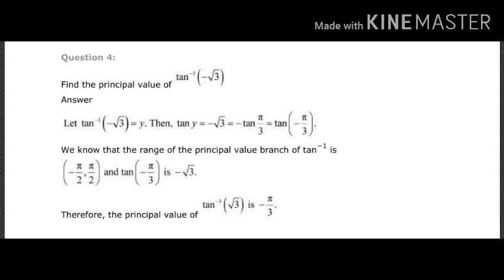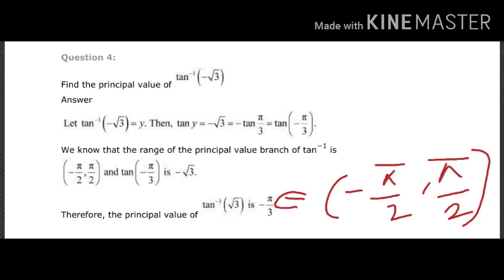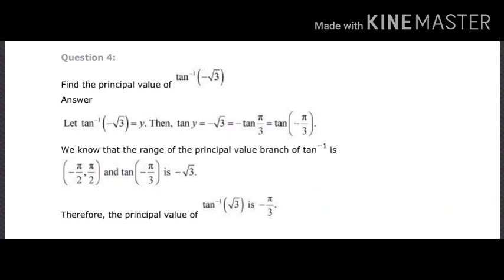We know the range of principal value branch of tan inverse is again minus pi by 2 comma pi by 2, open bracket, and tan minus pi by 3 is minus root 3. So we can say that the principal value of tan inverse minus root 3 is minus pi by 3, as it lies in this interval minus pi by 2 to pi by 2.